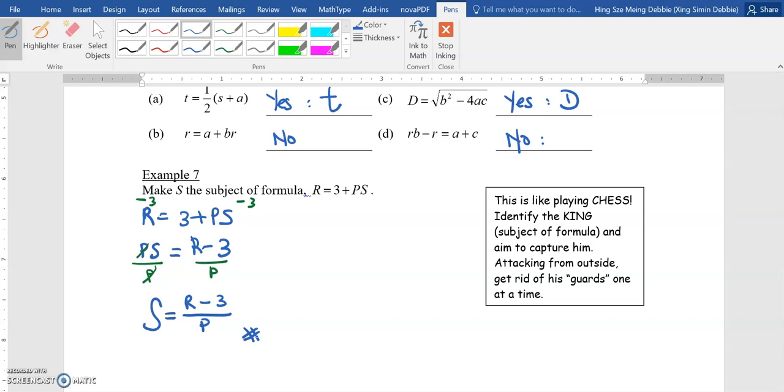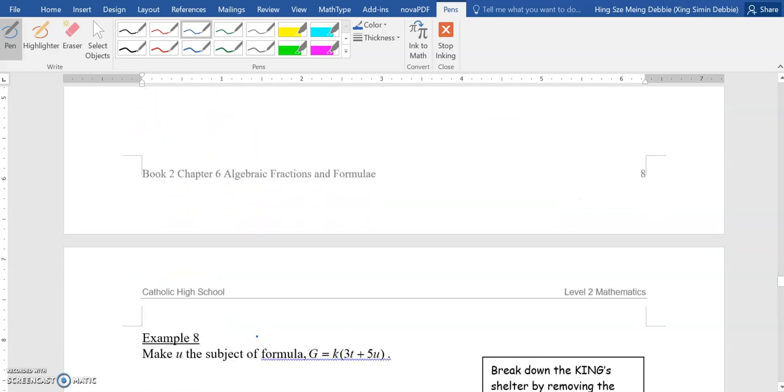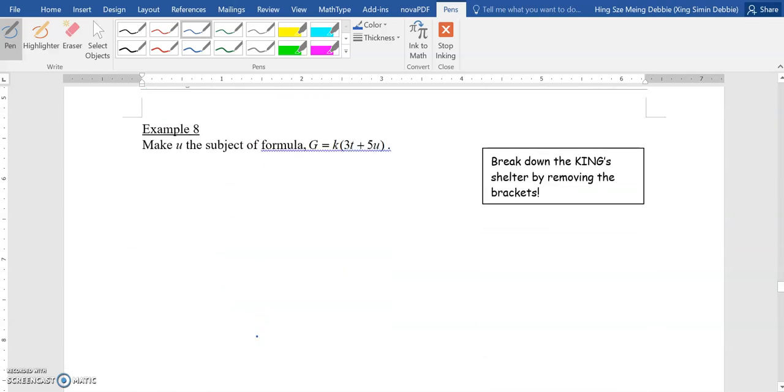So the idea behind making the subject is to make sure that every element we tear apart or move away, we end up with that single subject that we want. Let me show you another example, example 8. The question says make U the subject of the formula.